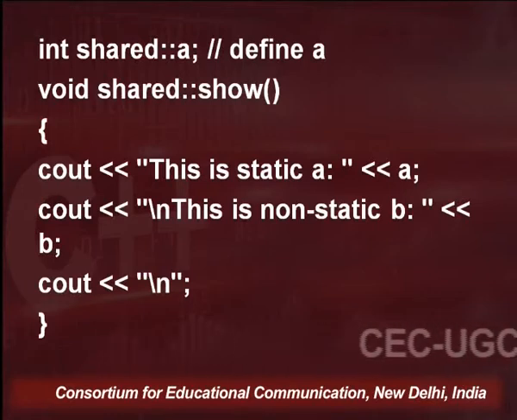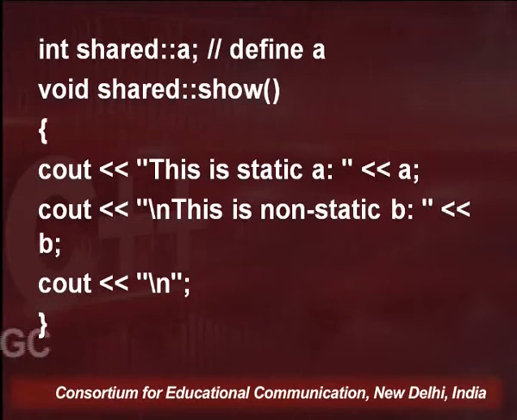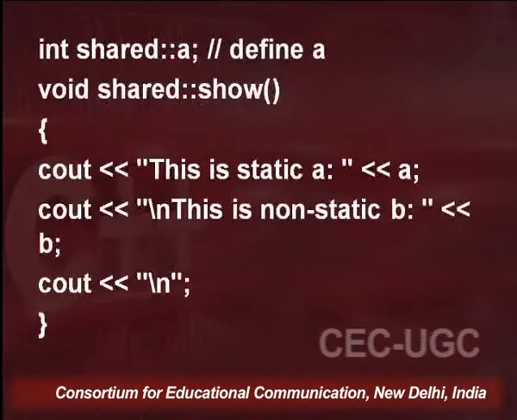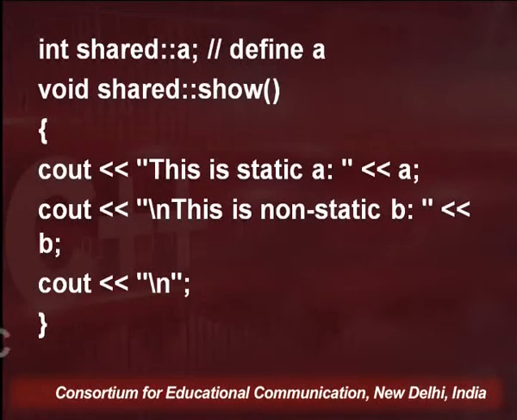So the earlier statement, static int a, is just the declaration of a, and here we are defining a by saying int, shared, the name of the class, then the scope resolution operator and a. So we have declared it within the class and we have defined it separately. So that is one thing. Another code snippet shown here is the definition of show, which is a member function of the class shared. That's a simple definition which is showing two things.